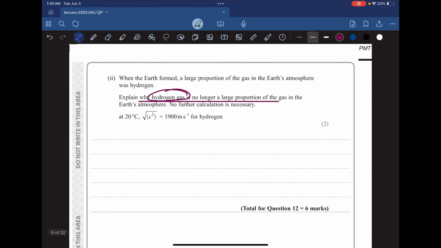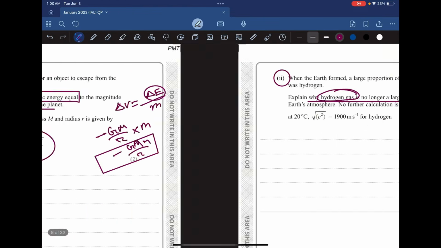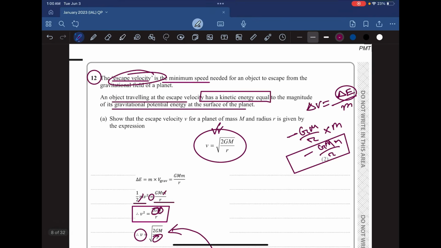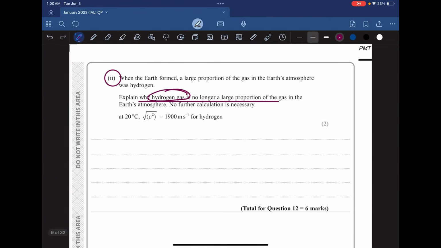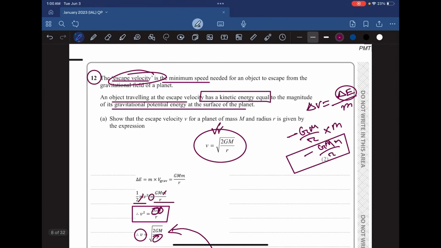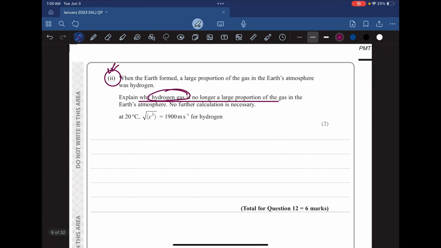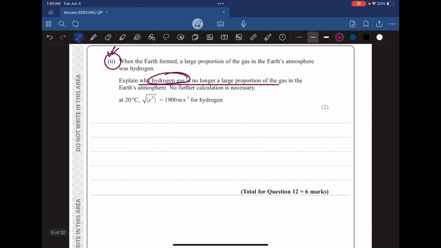You should always relate this question with the previous part. Always relate your questions to the earlier parts of that particular question. Now it was talking about the escape velocity. If someone has a certain velocity, at that velocity it will be able to escape the gravitational field of a planet. So as hydrogen gas was previously present but now it is no more, that means it has escaped, right? It has escaped.